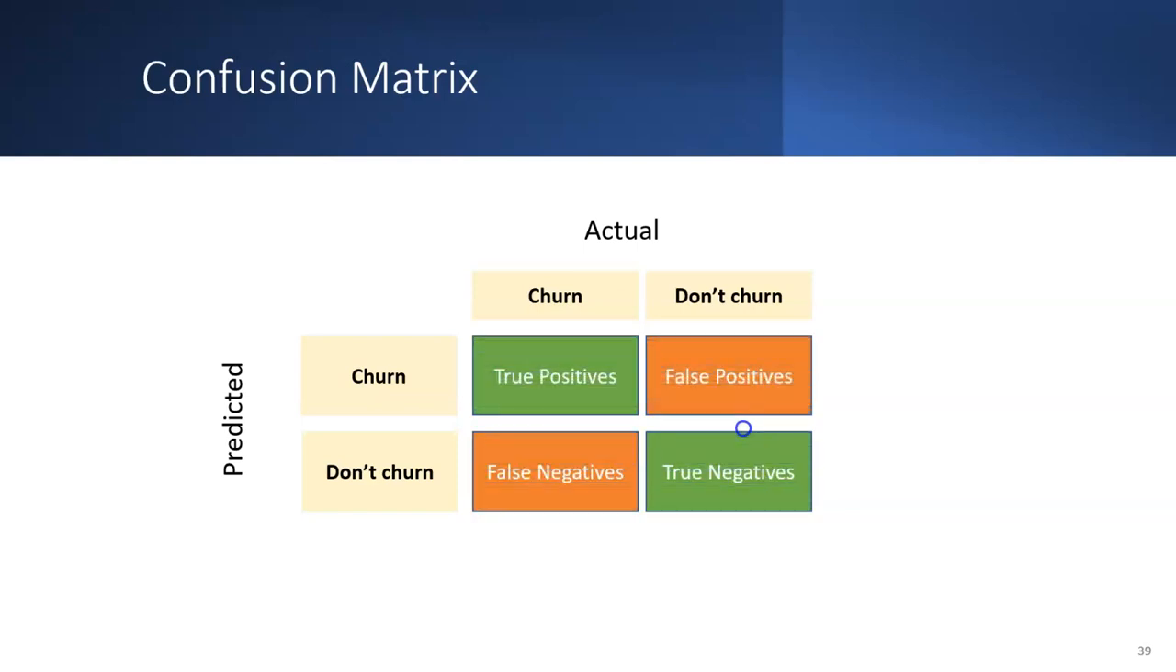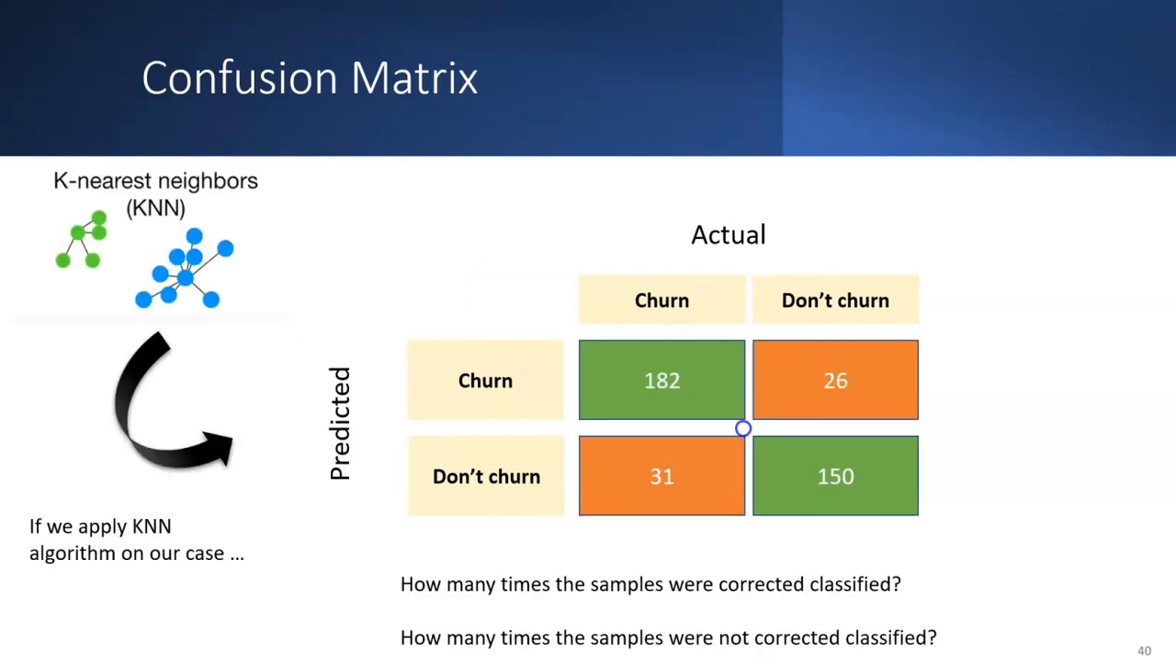So true positive, the green, and false positive. If you apply the KNN algorithm, how many times were samples correctly classified, and how many times were they not correctly classified? These are the data: 182 times correctly classified, then 26 times, 31 times, and 150 times. So the total was 332 times if we add the green ones, and if we add the orange ones, it's 57.